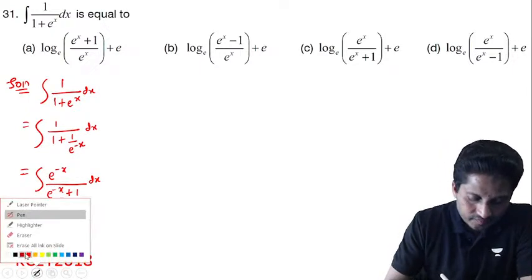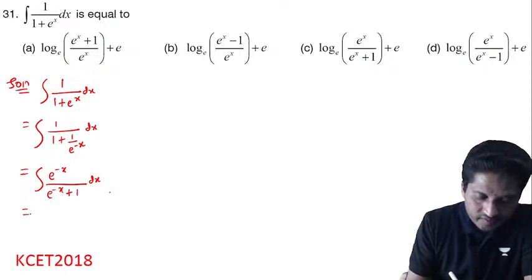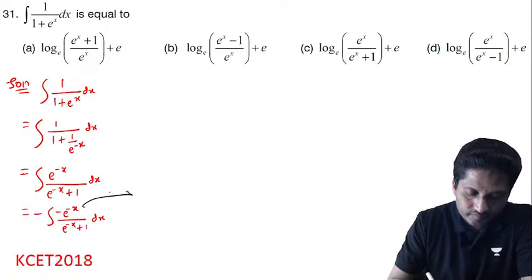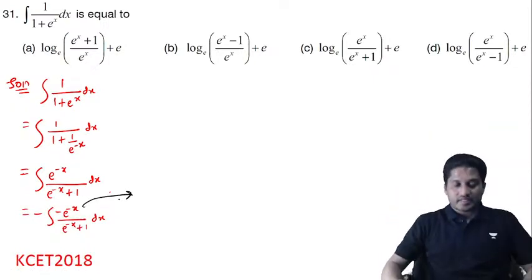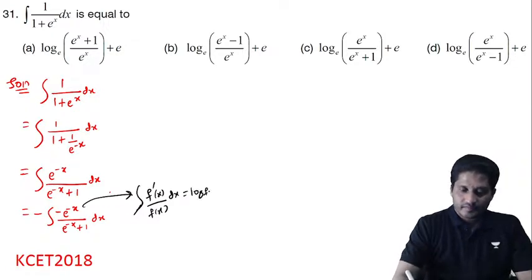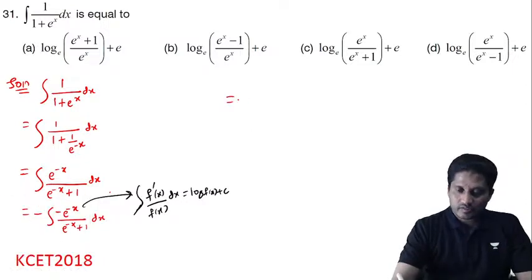Now I'll multiply and divide by minus here. So minus e power minus x divided by e power minus x plus 1, dx. This is of the form f dash of x divided by f of x, which is equal to log f of x plus c. Differentiate the denominator and you get the numerator. So equal to minus log of e power minus x plus 1 and plus c.